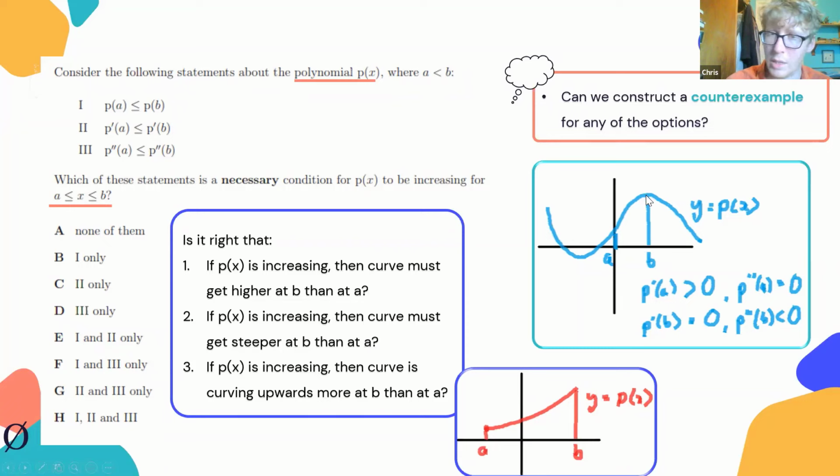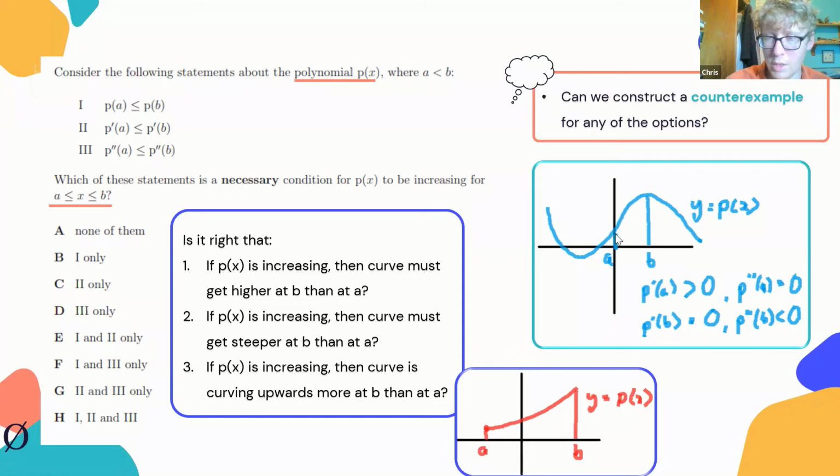And that's exactly what we see. It's in this cubic. If you choose A in the middle and then B at the maximum, it started off steep and then it got flatter, even though it was increasing the whole way. So that's a counterexample to 2. And to 3, well, maybe we could even just look at the same 2 points.